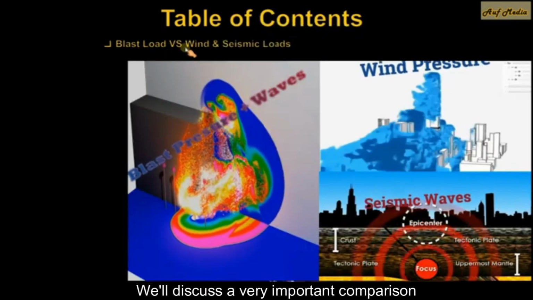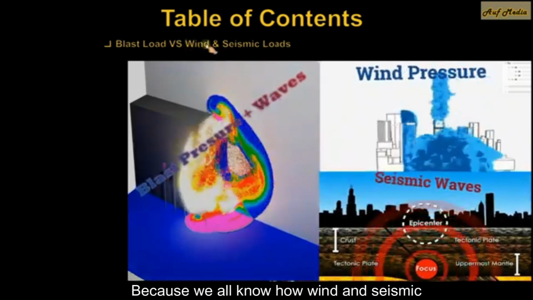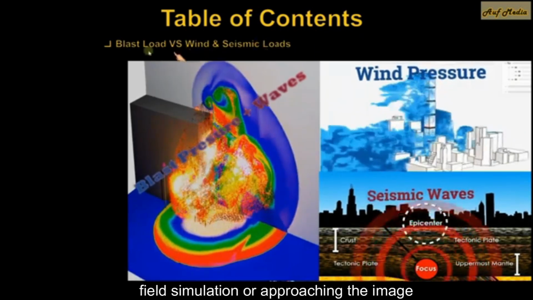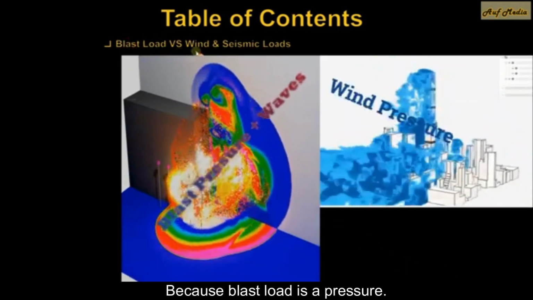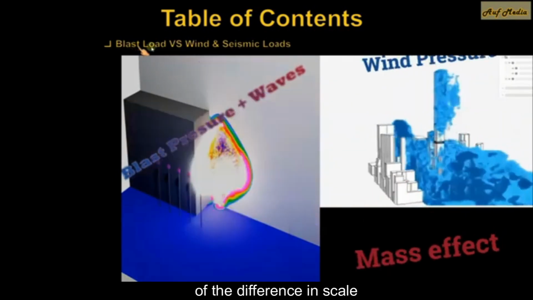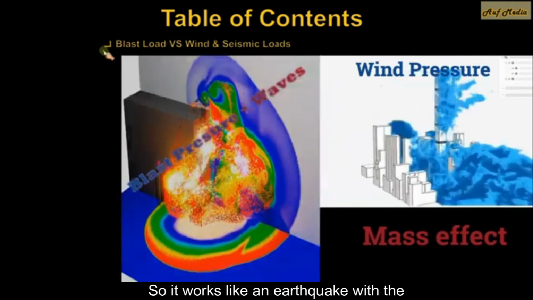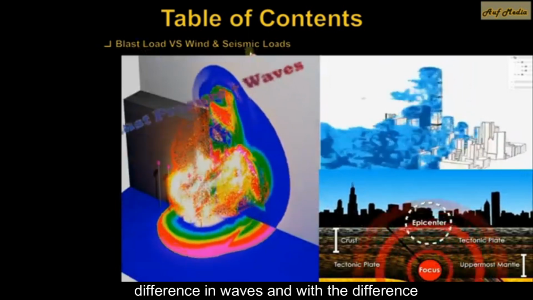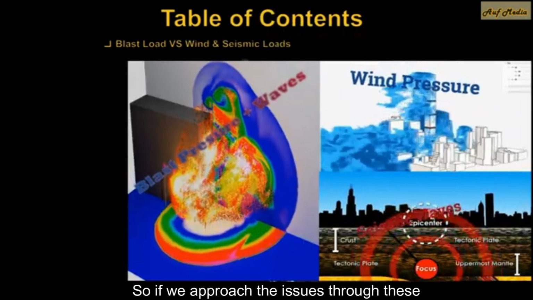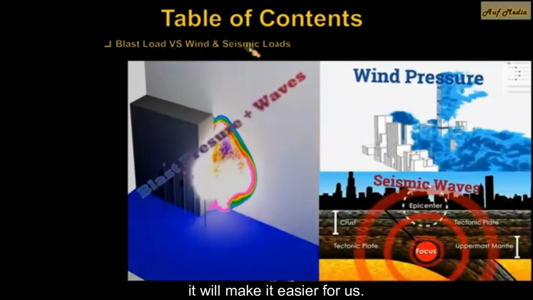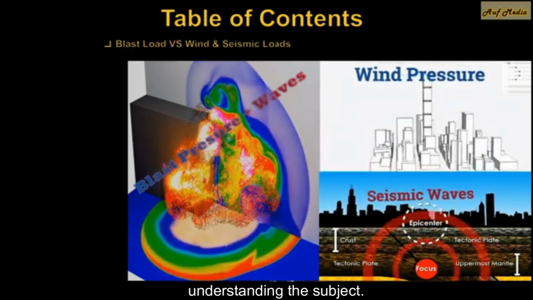God willing, we'll discuss a very important comparison between blast load and wind and seismic, because we all know how wind and seismic field simulation or approaching the image through blast load will make a lot of difference, because blast load is a pressure. So it does the work of wind to the extent of the difference in scale, and it is also waves and time dependent. So it works like an earthquake with the difference in waves and with the difference in the duration of each of them as time dependent. So if we approach the issues through these two topics, it will make it easier for us. That's why I started with this part, because it will make a lot of difference in understanding the subject.